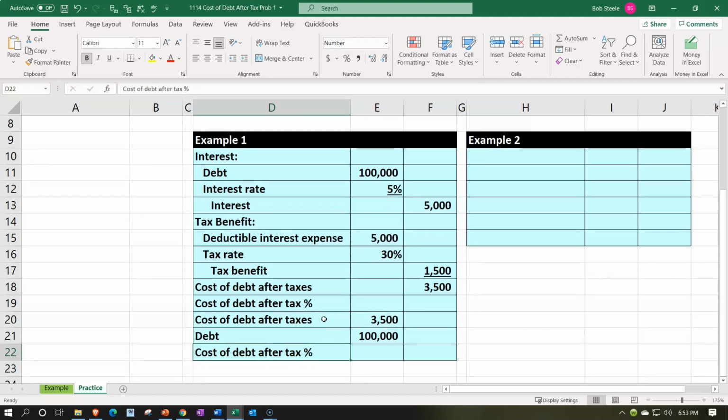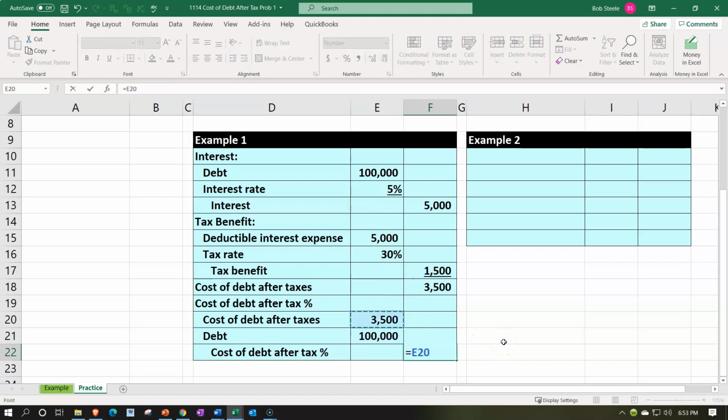I'm going to call it that. And let's indent these, alignment, indent this again, and then we're going to say this is going to be the 3,500 divided by the 100,000, percentifying it, adding a decimal, and font underline this one, so then we get to the 3.5.